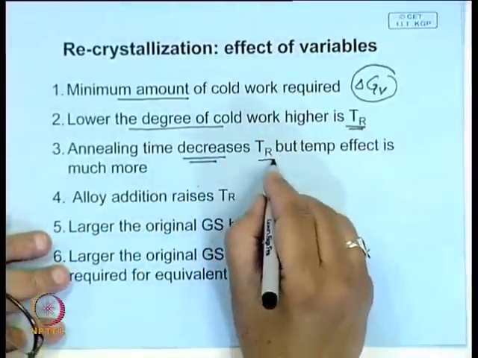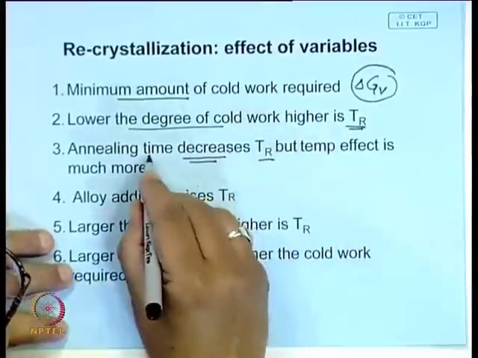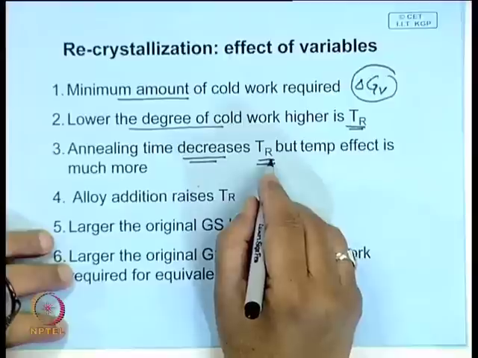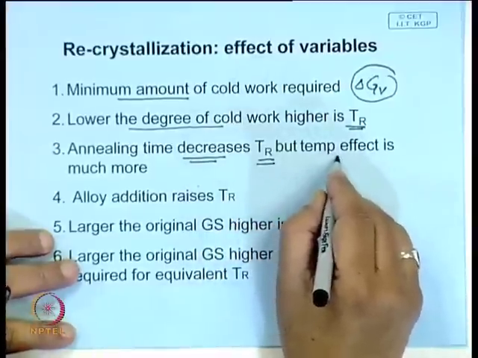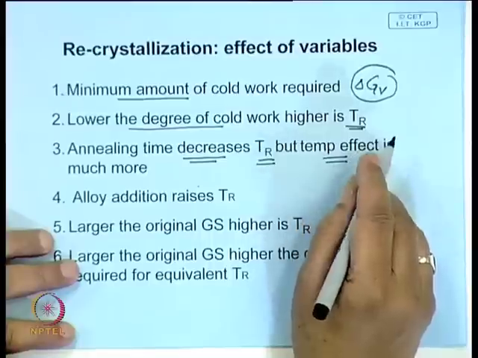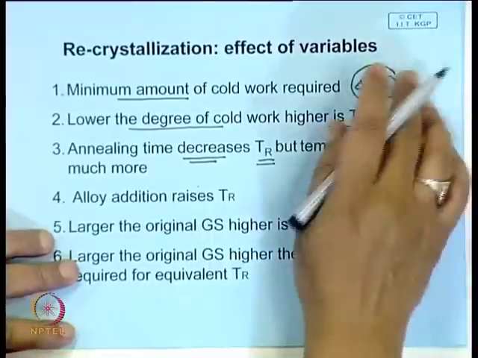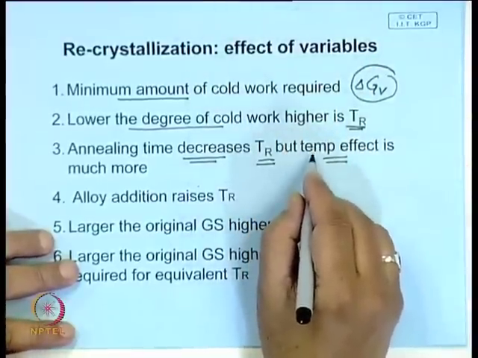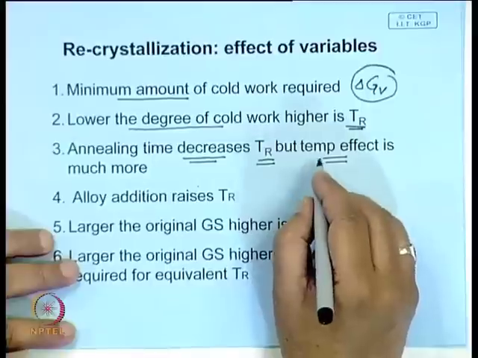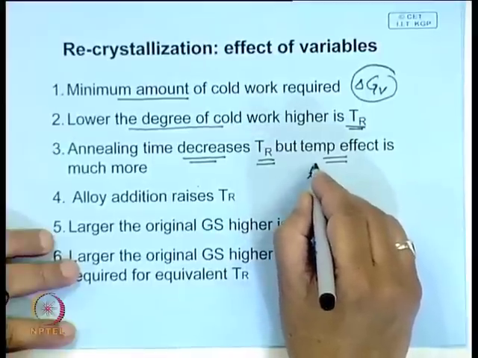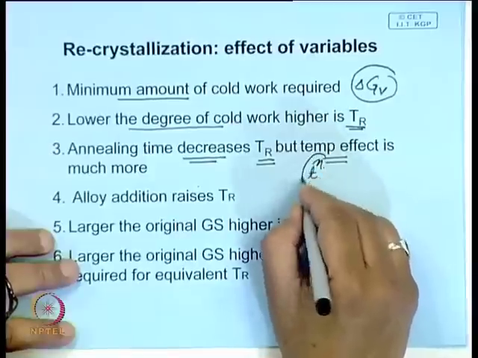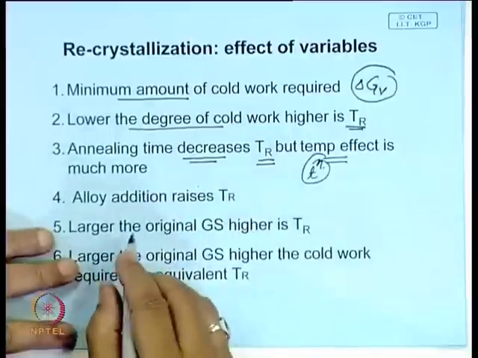Then annealing time: if you increase the hold time, then the recrystallization temperature decreases, but the temperature effect is much more. Temperature effect is exponential, whereas the time effect, as you have seen, is t to the power n, which is a fraction, very small compared to the temperature effect.